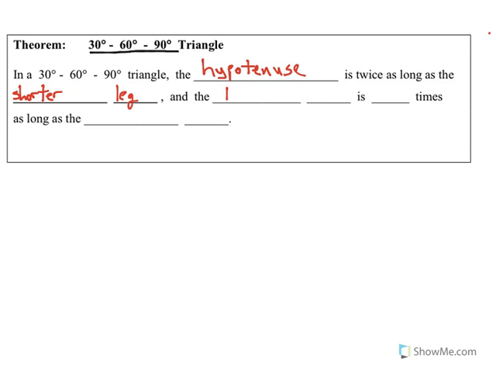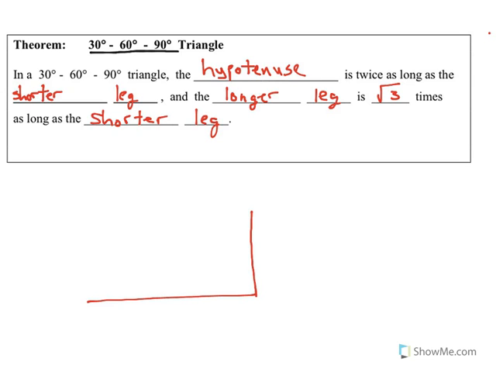and the longer leg is square root of 3. So radical 3 times as long as the shorter leg. And that's a lot of words to keep track of. It's kind of easier to see it in a picture. So let's see what they're saying in the picture. So let's say we have a triangle where we have a right angle, and we have a 30-degree angle and a 60-degree angle.